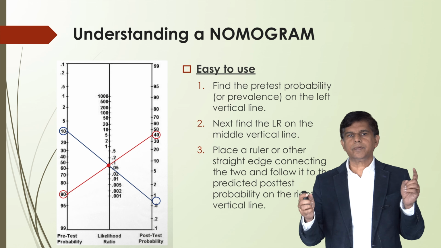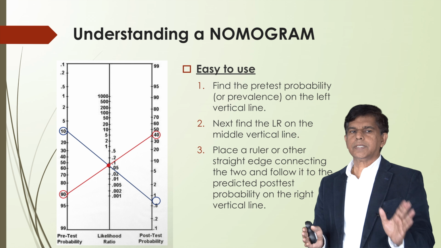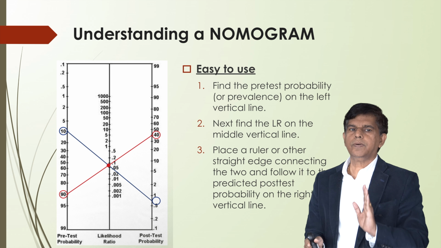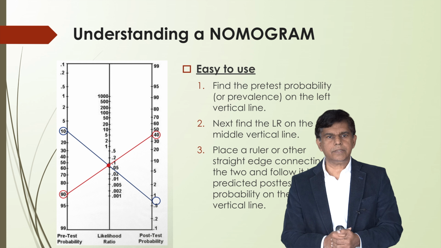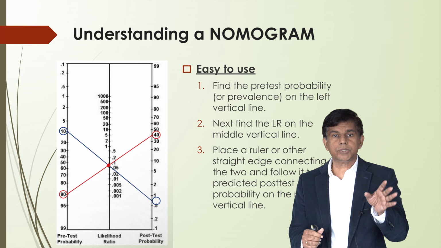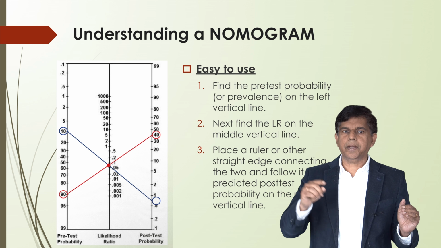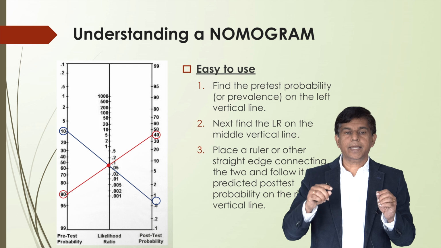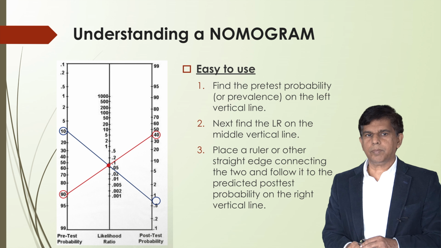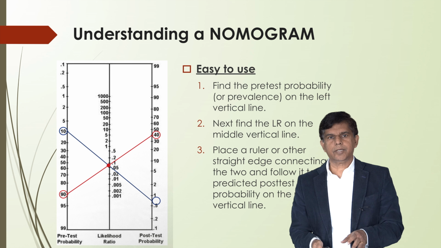Now, there's a great nomogram. If you do a Google search, you'll find the nomogram, which has three columns: the pretest probability, the likelihood ratio, and the post-test probability. First you go to the pretest probability, which is the prevalence of the disease. Then you draw a line through the likelihood ratio, and that takes you to the post-test probability. It's a nice nomogram, and if you can download it from the internet, that would be great.